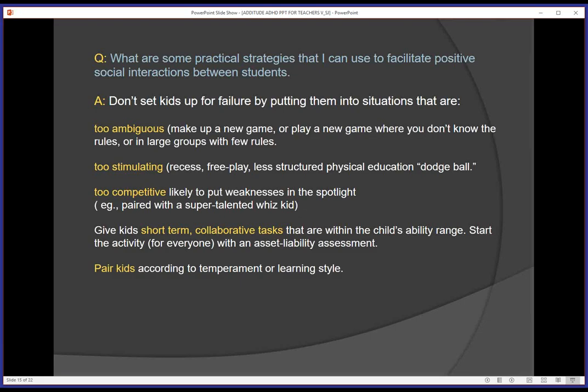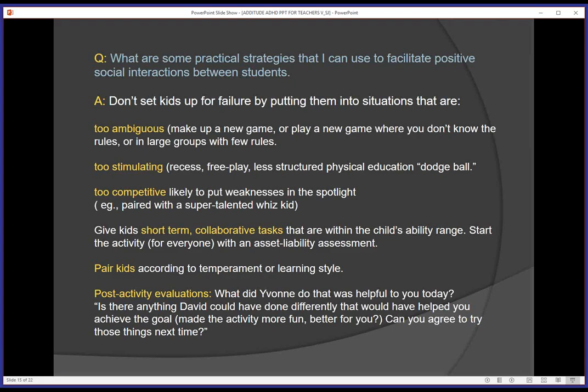Pair kids according to their temperament or their learning style. If there's a mismatch there, it's going to set up some tension between the kids, and there are great rating scales that look at learning style. I don't have references for you now, but if you look at learning style inventories online, you come up with a lot of things that can be helpful in this regard.